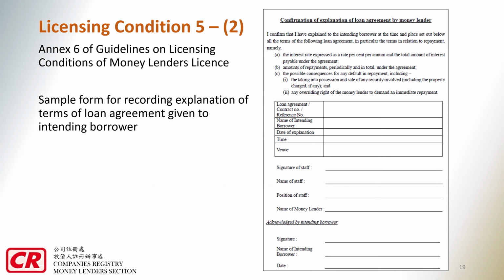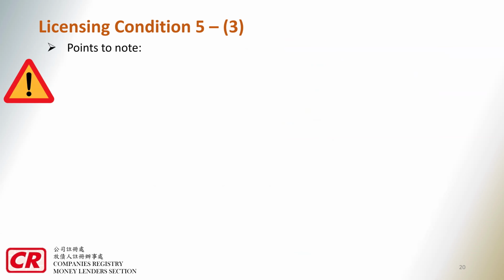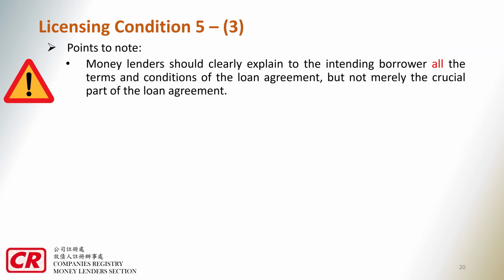And this is Annex 6 of the Guidelines on Licensing Conditions. It is a sample form for recording explanation of terms of loan agreement given to the intending borrower. There are a few points for you to pay attention to. The first one is that moneylenders should clearly explain to the intending borrower all the terms and conditions of the loan agreement, but not merely the crucial parts of the loan agreement.